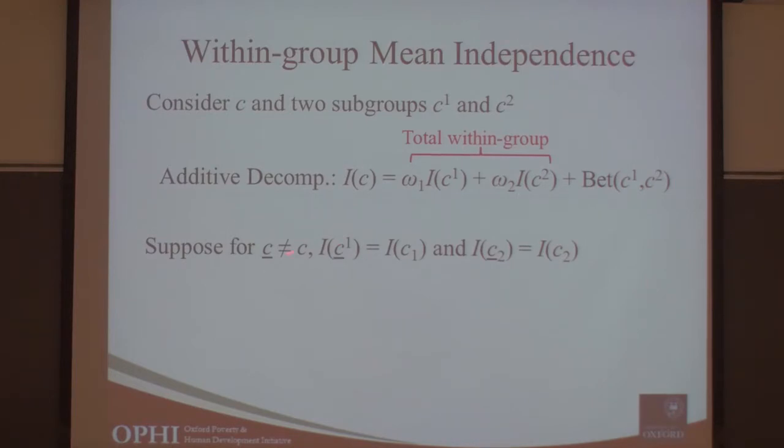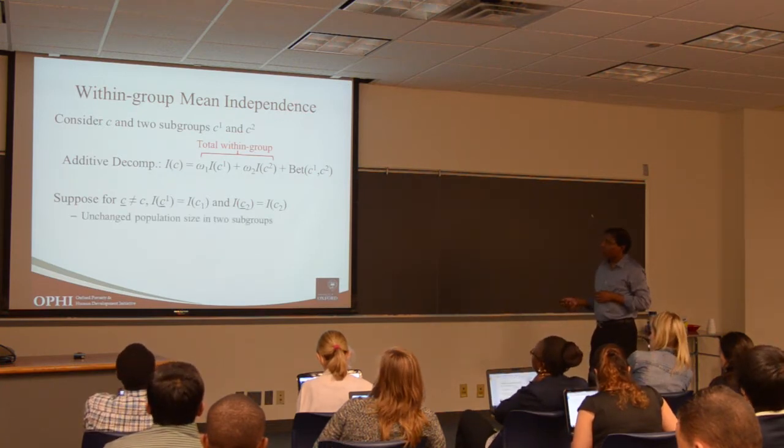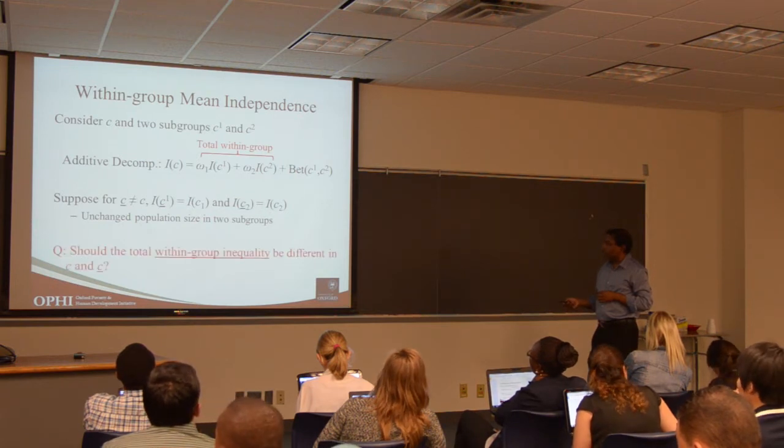Now, what I'm claiming is that, suppose the deprivation scores have changed somehow, but inequality in the first group has not changed, and inequality in the second group has not changed. What has changed is between-group inequality. My claim is that this term should not be affected. Simple. If you have no change in this term and only a change between groups, then that's it. Of course, you must have unchanged population size.